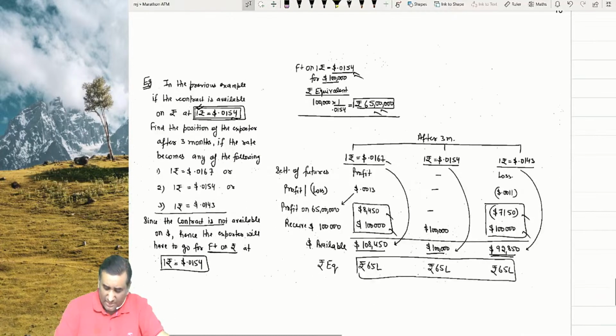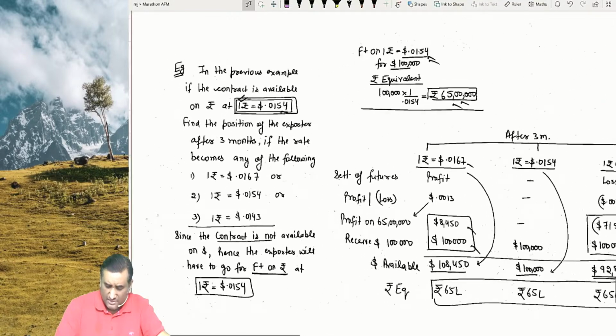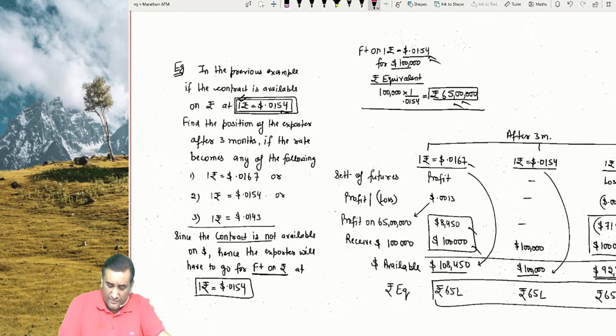So same example I have reversed here. Let's suppose same data points. Previous example. The contract is available on rupee. Now instead of dollar, it is available on rupee. And if you try to check, I have converted the rate 1 rupee $0.015, exactly rounding off 1 divided. That means for exporter wanted F minus on dollar. Since F minus on dollar was not available, F plus 1, and it would give profit when the price increases.